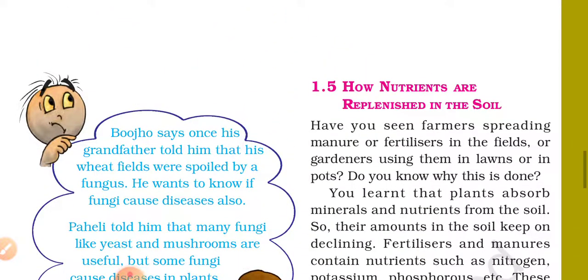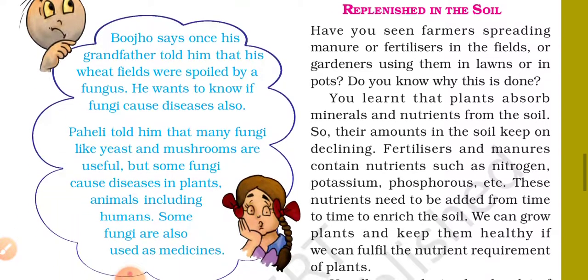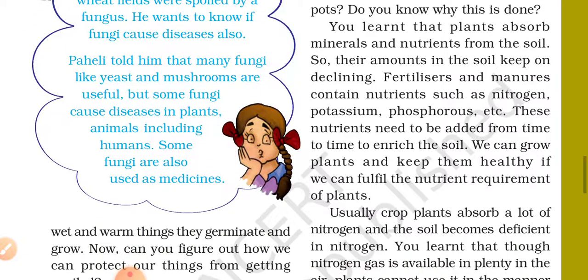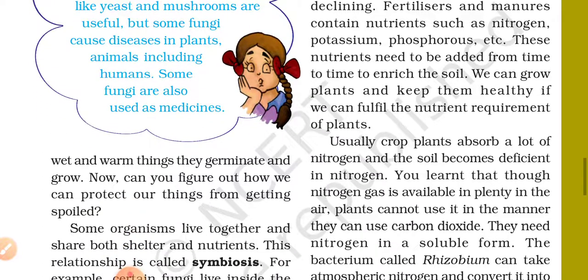1.5 How nutrients are replenished in the soil. Have you seen a farmer spreading manure or fertilizer in the fields, or a gardener using them in lawns or in pots? Do you know why this is done? You learned that plants absorb minerals and nutrients from the soil, so their amount in the soil keeps on declining. Fertilizers and manures contain nutrients such as nitrogen, potassium, phosphorus, etc. These nutrients need to be added from time to time to enrich the soil. We can grow plants and keep them healthy if we can fulfill the nutrient requirements of plants.